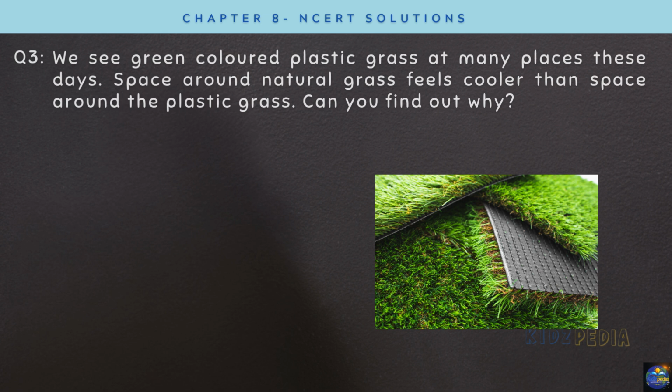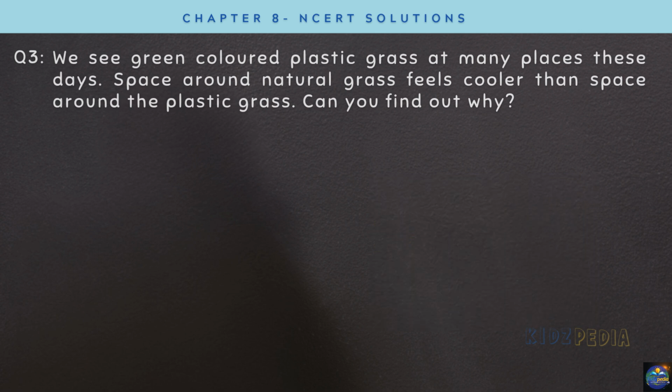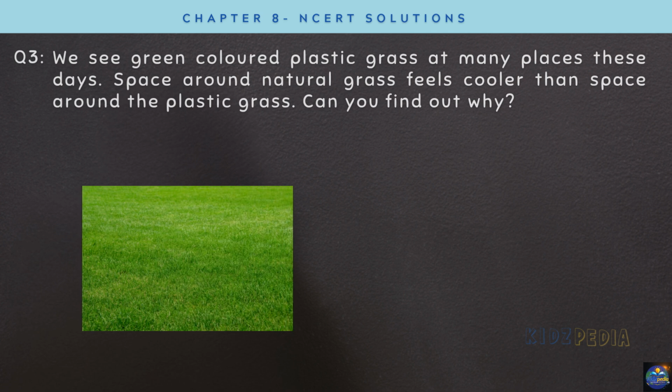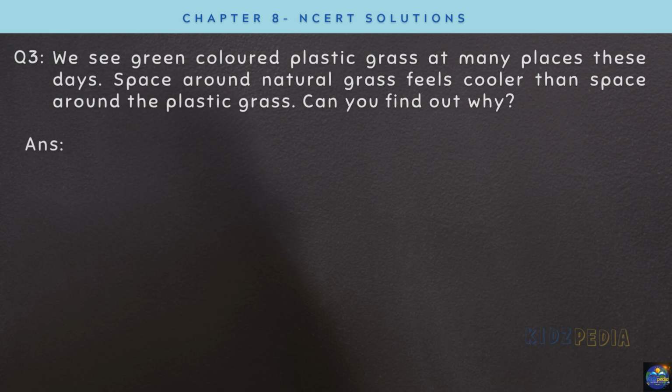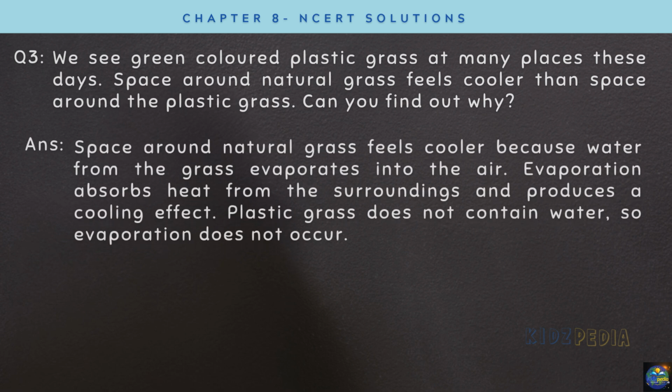And plastic grass does not contain water, so evaporation does not take place. Instead, plastic can absorb heat from sunlight and become warm, making the surrounding area feel hotter. Therefore, the space around natural grass feels cooler than the space around plastic grass because evaporation takes place in natural grass. So, we can write the answer as: space around natural grass feels cooler because water from the grass evaporates into the air. Evaporation absorbs heat from the surroundings and produces a cooling effect. Plastic grass does not contain water, so evaporation does not occur.